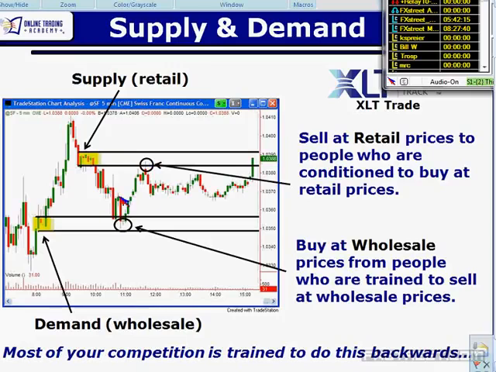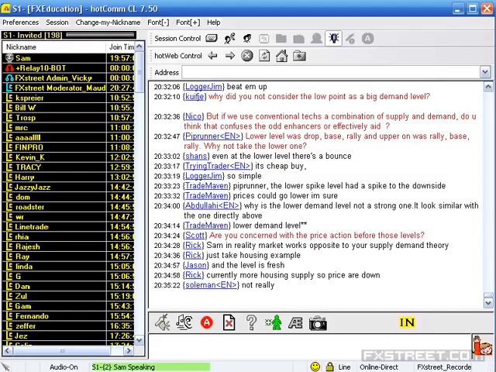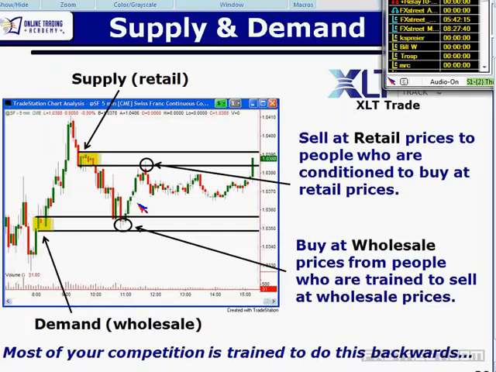Now, how can I say that? Who would be trained to sell at wholesale and buy at retail? Sounds crazy, right? Well, it's not that crazy. Think of this. How is everybody on the planet taught to do this from a very young age? I'm talking grade school, then high school or middle school, then university, and it goes on and on.